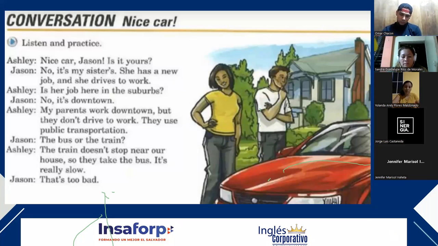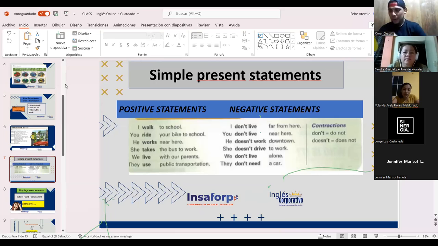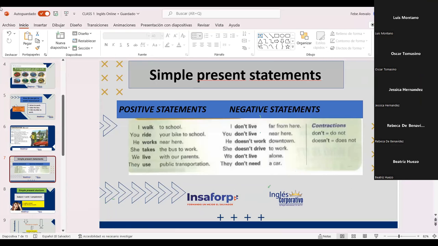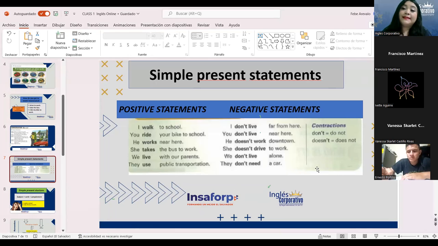So, let's move on to the next one. Ahora bien, nos movemos a lo siguiente. Solo déjenme borrar esto. Okay. Now, let's check this, everyone. Simple present statements. All right? Oraciones, tanto en positivo como en negativo, en el simple present, en el presente simple. All right? Este tema no requiere de mucha conjugación, all right? Simplemente, ya van a ver ustedes la structure y se darán cuenta que es bien sencillo. Simplemente tenemos que conocer los verbs, conocer cuáles son los verbos que vamos a utilizar.